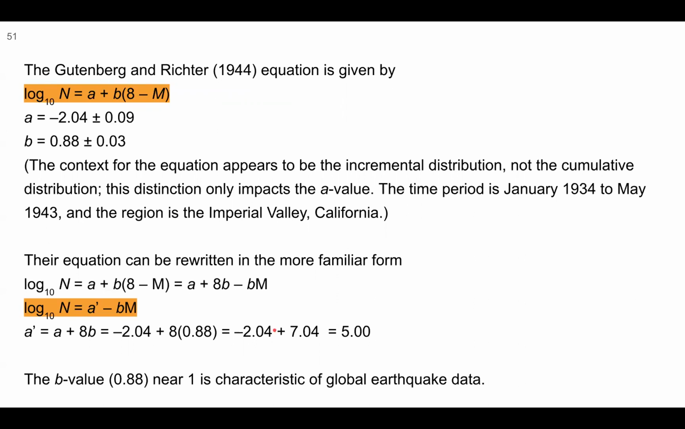Interestingly, the B value they listed for the California earthquakes of 0.88 is within the range of what is found globally, between basically 0.5 and 1.5. Wherever you are, this relation seems to hold, and it's pretty close to 1.